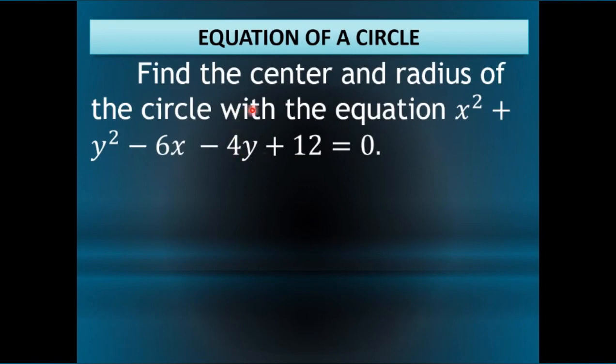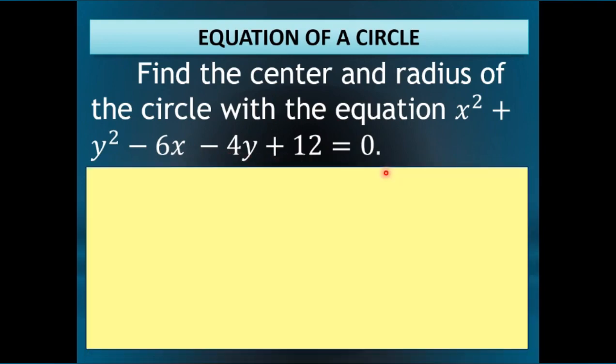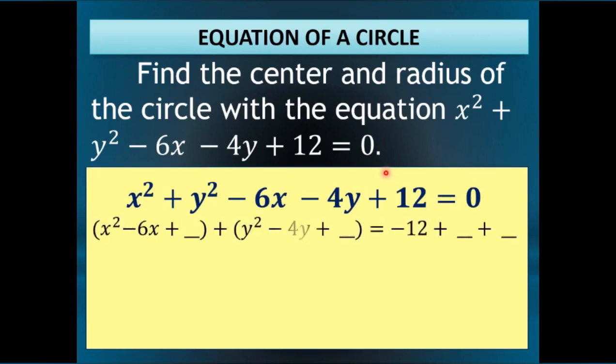How about if we need to find the center and radius of the circle with the equation expressed in the general form? That is x squared plus y squared minus 6x minus 4y plus 12 equals 0. So again, given this, we have to do the completing the square. What we are going to do is, we first find the terms with the variable x. So we have x squared minus 6x, then y squared minus 4y, and our positive 12 will be moved to the other side, or we'll add negative 12 on both sides. So we have negative 12.